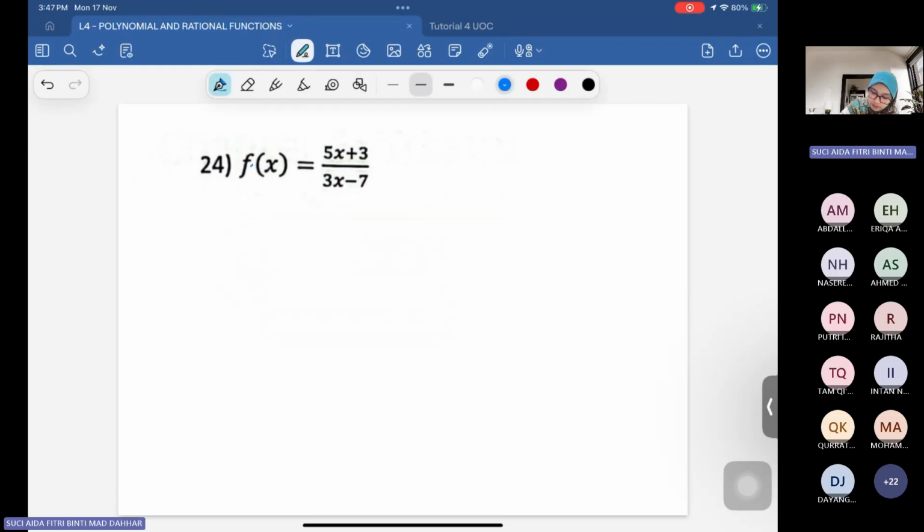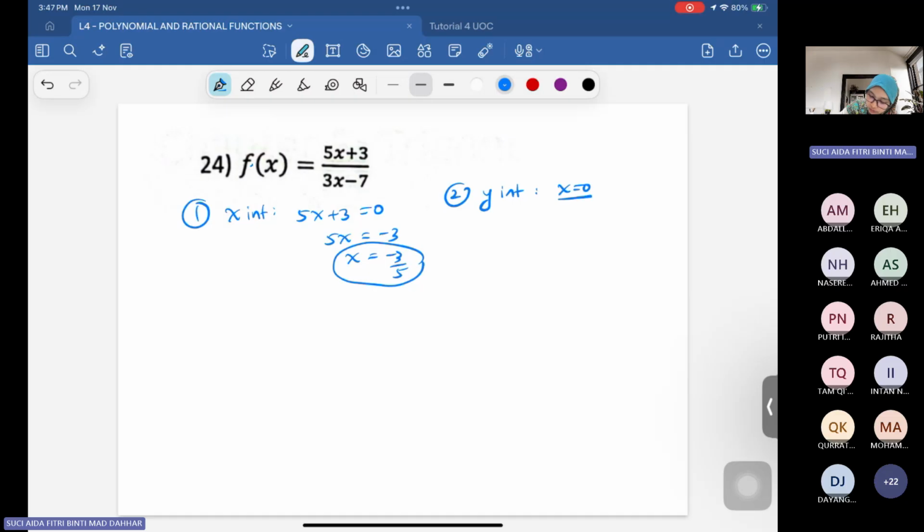Okay, the 5 steps. Step number 1, x-intercept by taking 5x plus 3 equals to 0. Then 5x is -3, so x is -3/5. That's our x-intercept. Step number 2, to get the y-intercept, we take x equals to 0. So f(0) will become 0 plus 3 over 0 minus 7. That's -3/7. Okay, so this is our y-intercept.